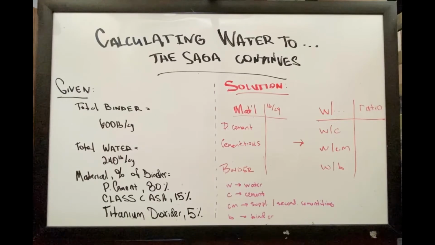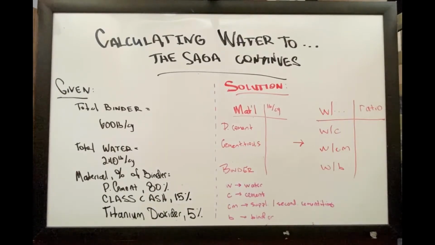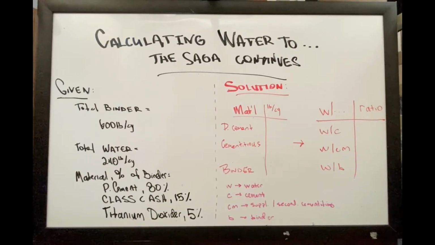We're going to have some fun today doing a little mathematics here, calculating the water to what? The saga continues. We did a problem like this the other day on our YouTube channel, focusing on water cement ratio and how to calculate that. We're going to take a step further today, breaking it down for a concrete that has more than one type of material in the binder component, or the binder composite.